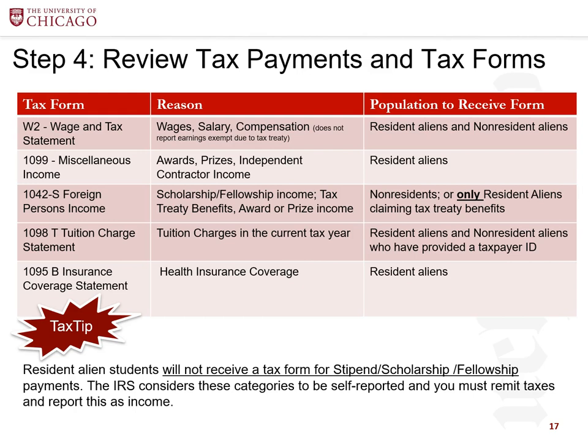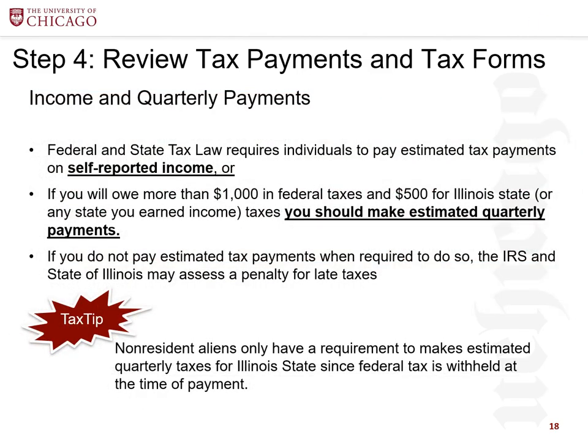The last form is the 1095-B insurance coverage statement. That is the form that signifies that you were covered by health insurance for every month of the given tax year. And a little tip at the bottom of the slide that we will talk about in a second. Resident aliens do not receive a tax form for stipend, scholarship, or fellowship payments. The IRS considers those to be what it calls self-reported income, meaning the taxpayer has to report it themselves, but the person who makes the payment to the taxpayer does not have to report it to the IRS or to the person who receives the payment. So we'll talk a little bit more about that in a second.